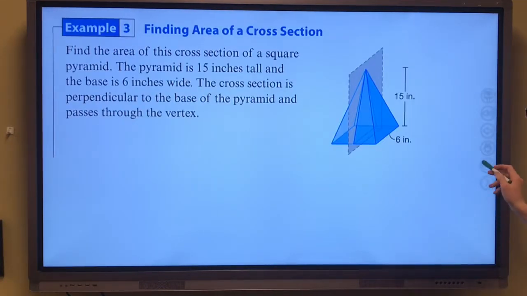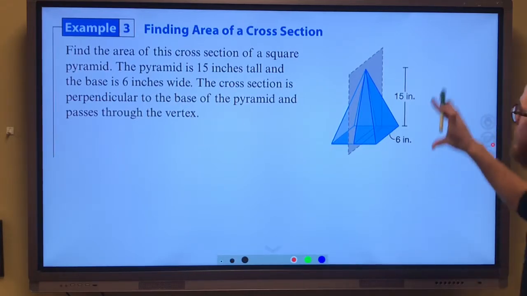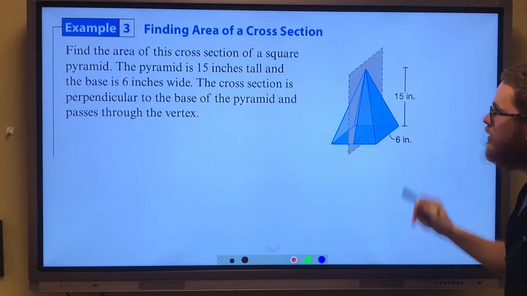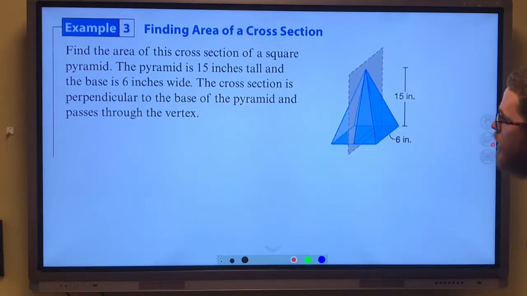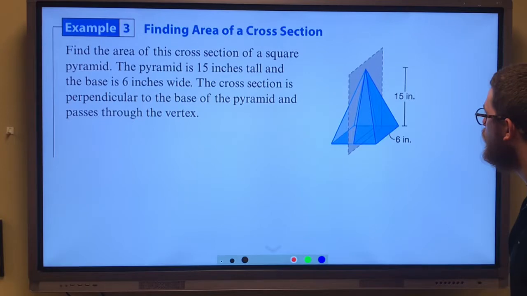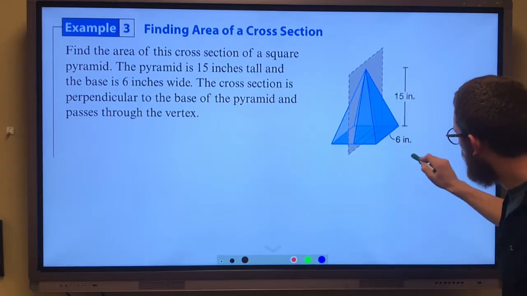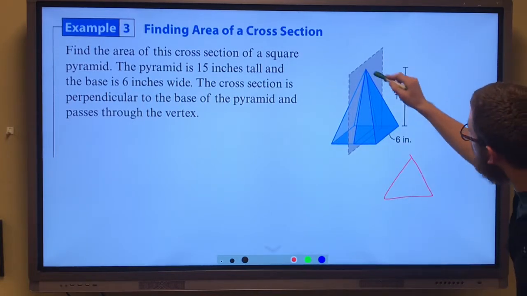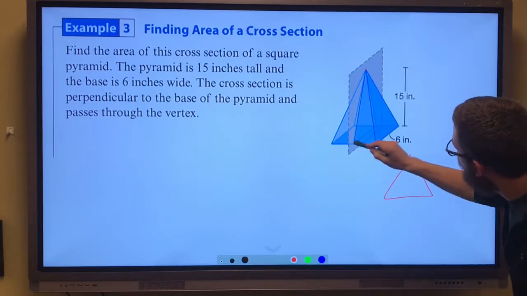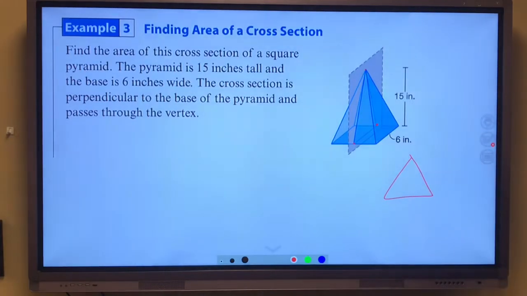Here it says find the area of our cross section of a square pyramid. The pyramid's 15 inches tall, the base is 6 inches wide, and the cross section is perpendicular to the base of the pyramid and passes through the vertex. So that means this triangle that is formed right here, because that's what we have done, is we have formed a triangle in this cross section.